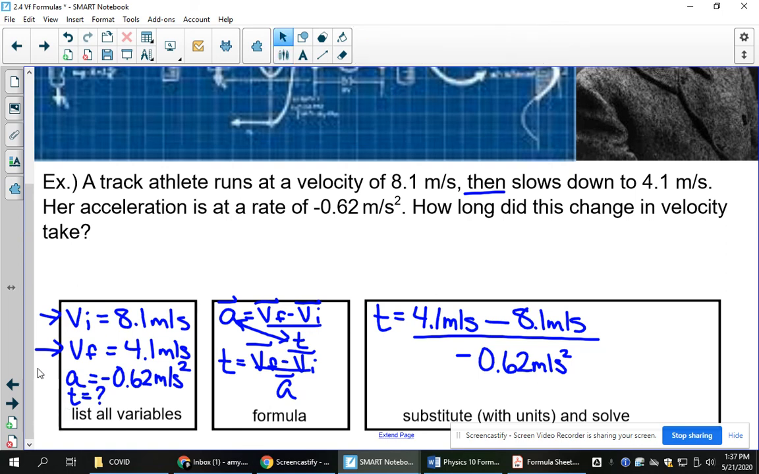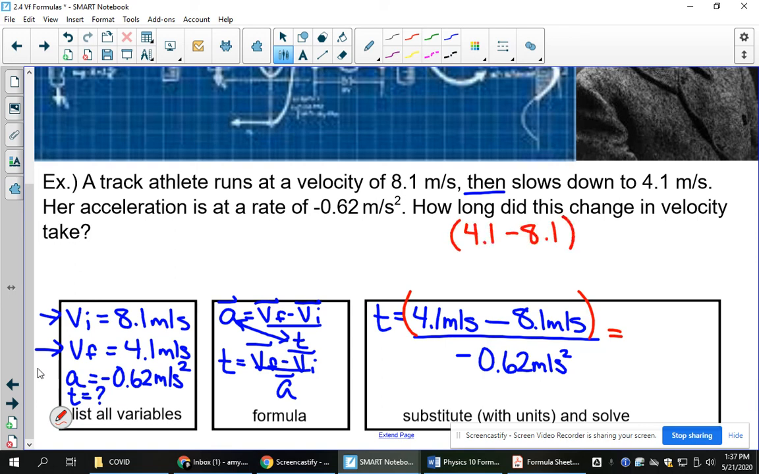When you put this in your calculator, you have to put the top in brackets, and then you can divide by negative 0.62. So here's what I should see in your calculator. Bracket 4.1 minus 8.1, bracket, divided by negative 0.62. That's what you're writing on your calculator screen right now, with those brackets in exactly those places. All right, I am getting 6.451612903, so quite a long number.